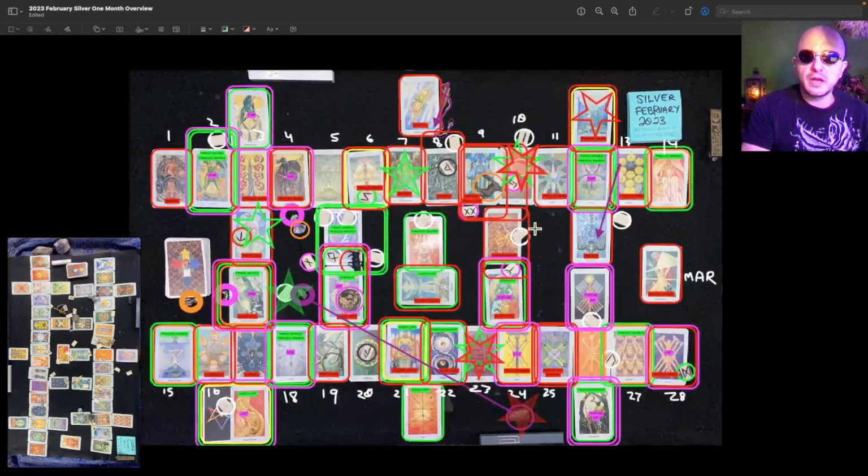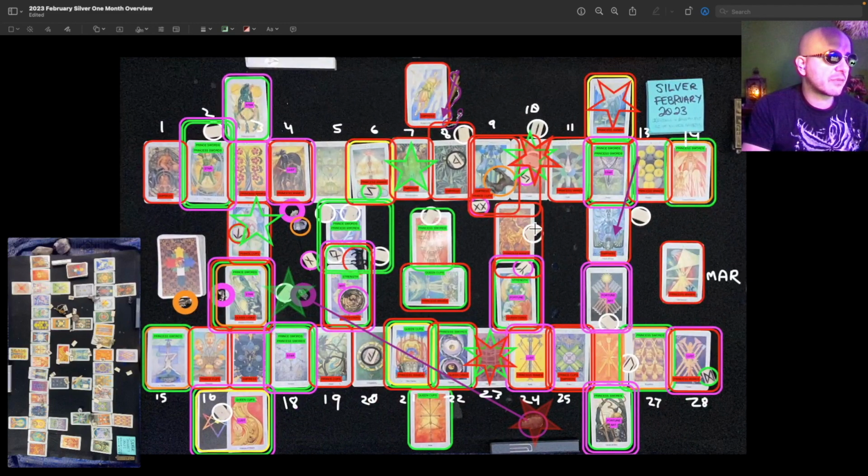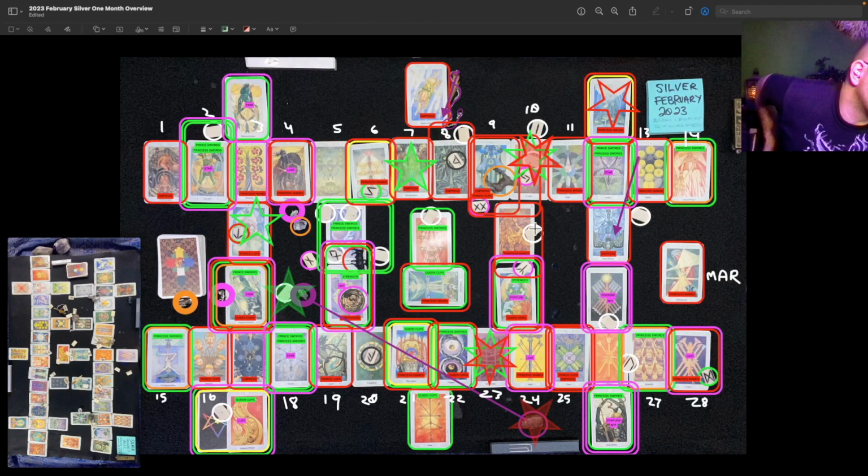So on the 10th, we have a trade opportunity. Actually, there's a few trade opportunities that I skipped past. I'll get into those in the paid version.